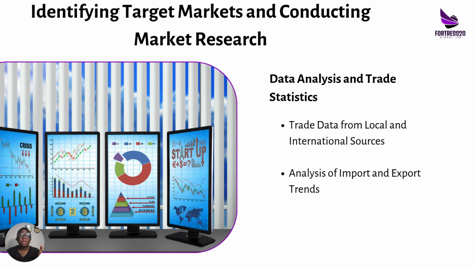How can policymakers do this? There are a number of steps you can take. The first step is through data analysis and trade statistics. Policymakers can utilize trade data from local and international sources, for example, the WTO, the ITC, to identify growing demand for specific products or services in different markets. They can also analyze export and import trends to pinpoint high potential markets.